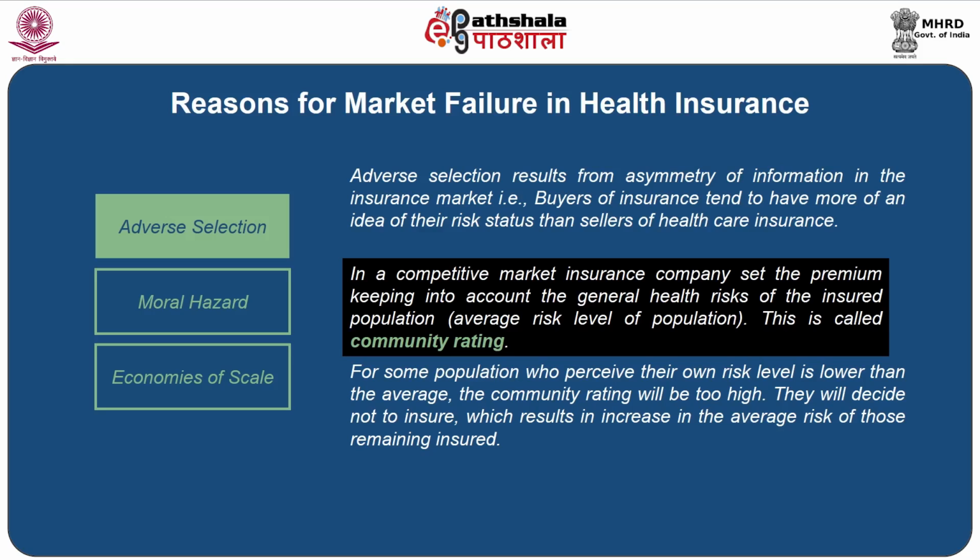insurance. In a competitive market, insurance companies set the premium keeping into account the general health risks of the insured population, that is the average risk level of the population. That is what is called community rating. For some population who perceive their own risk level is lower than the average, the community rating will be too high. They will decide not to insure, which results in an increase in the average risk of those remaining insured. To cover the projected health costs of this population, premiums will again rise.